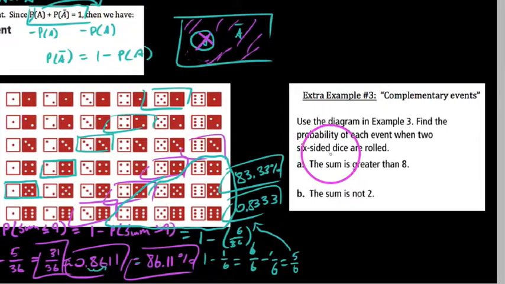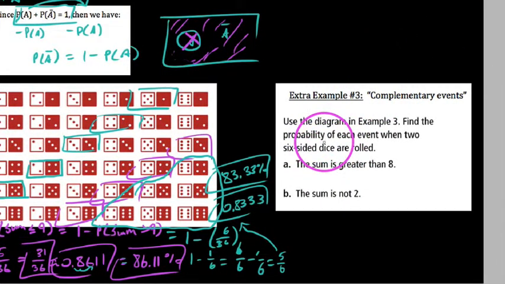And so what we're going to do here is have you try this now with complementary events. We say use this diagram right here to find the probability of each event when 2 6-sided dice are rolled. So the sum is greater than or equal to 8. See what you end up with here. Pause the video, give it a shot, and then unpause it, and let's talk about this.